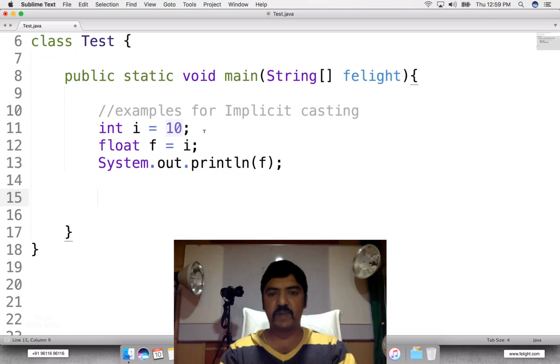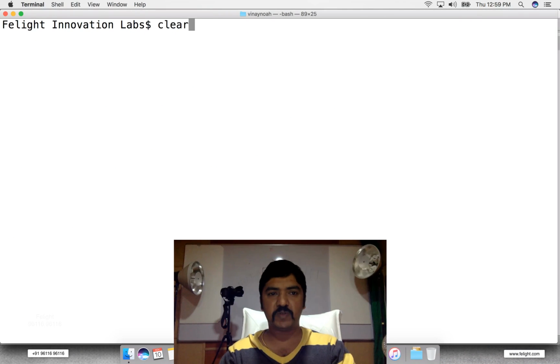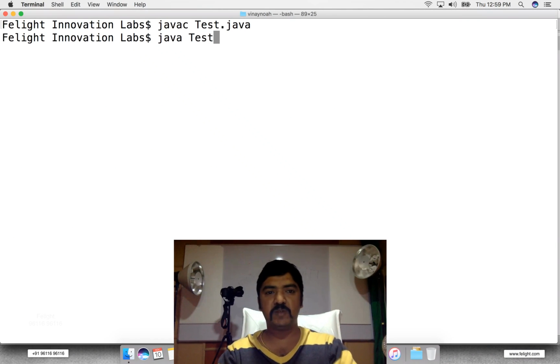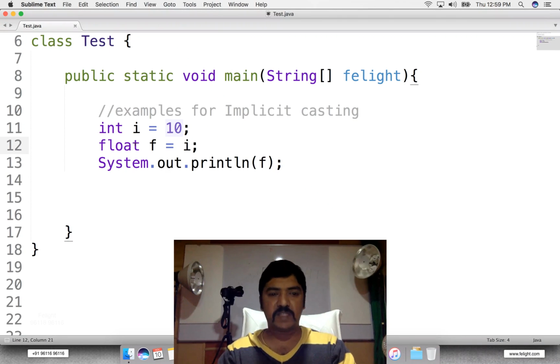I'll write a few examples for implicit and explicit casting so that you can write the same in your notebook and practice it. So here I have int i equal to 10 and float f equal to i. Implicit casting is happening here, and I'm printing the value of f. So what will be the output? Output will be 10.0, and we can say the implicit casting happened here where widening conversion has happened. That's what we can say. Widening.